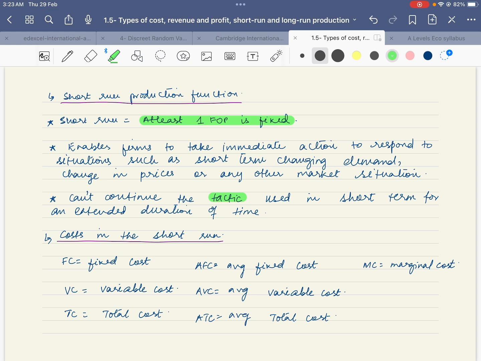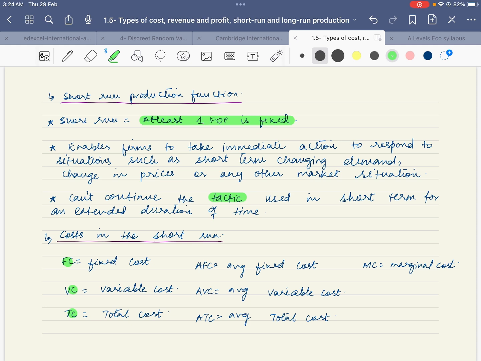Now, when we talk about costs in the short run, we talk about fixed cost, variable costs, and total cost. Fixed cost is that cost which will stay fixed and will not change with output. For example, rent: no matter whether you are producing 0 units or 10,000 units, the rent of the factory or the office stays the same. Even if the factory is closed down and there is production of 0 units, people would have to pay rent. That is why it is called fixed cost.